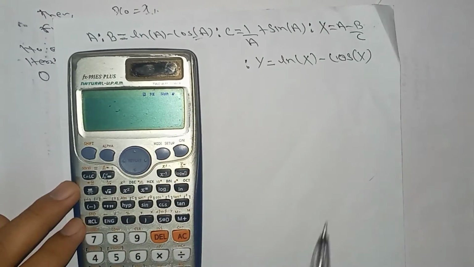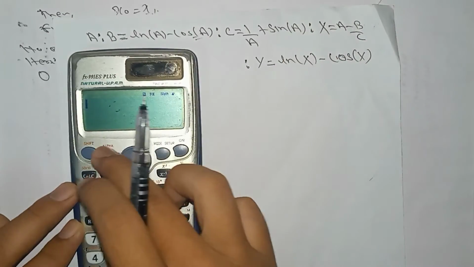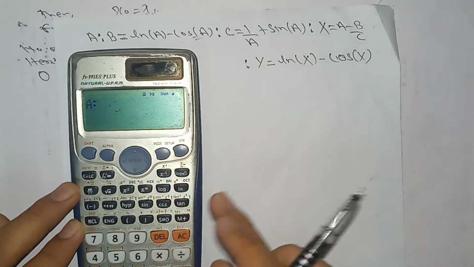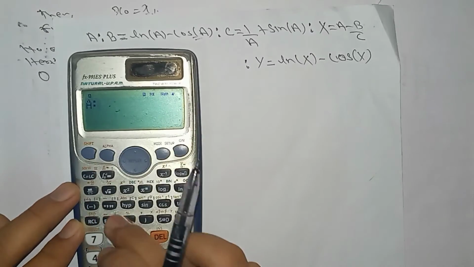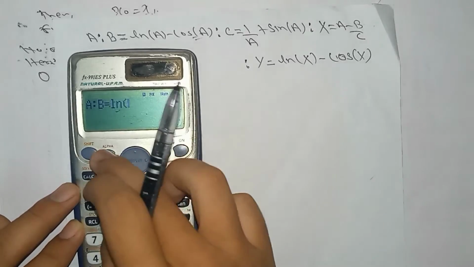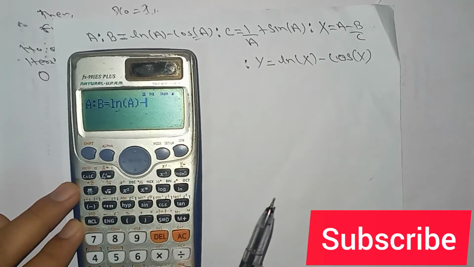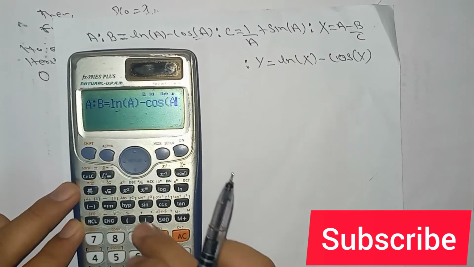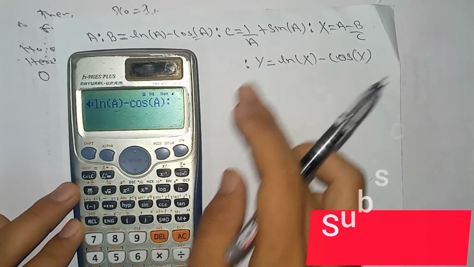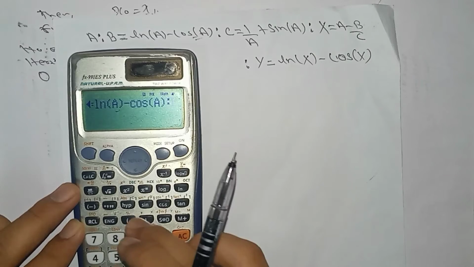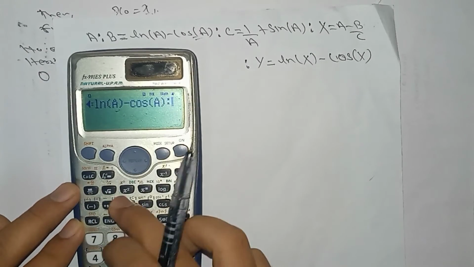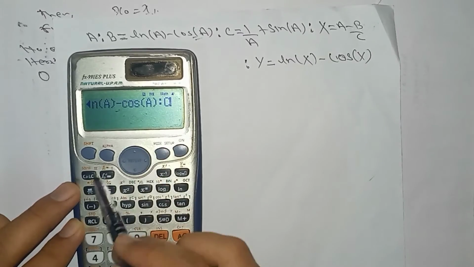Okay, now after this we have to write this: alpha A, this is the variable, then press colon, and again B is equal to ln(A minus cos A), again colon, then press C, then for C is equal to, press this button.